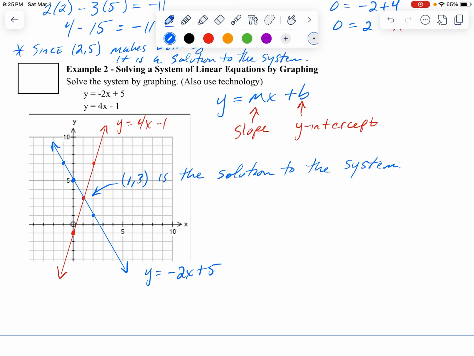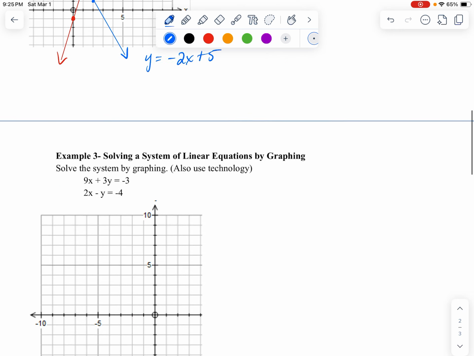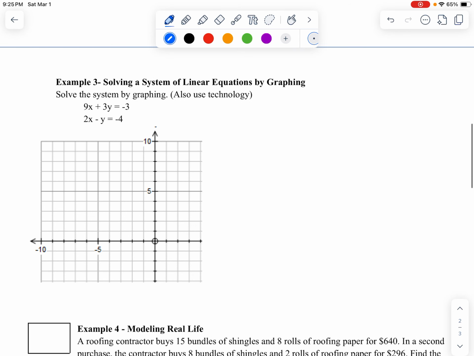Okay, so wherever those intersect, that's going to be our solution to the system. Just that easy. Moving on. Again, I would try this on your own. You're probably going to want to rearrange these equations a little bit to get them into that slope-intercept form. I'm going to go through it kind of quickly here.